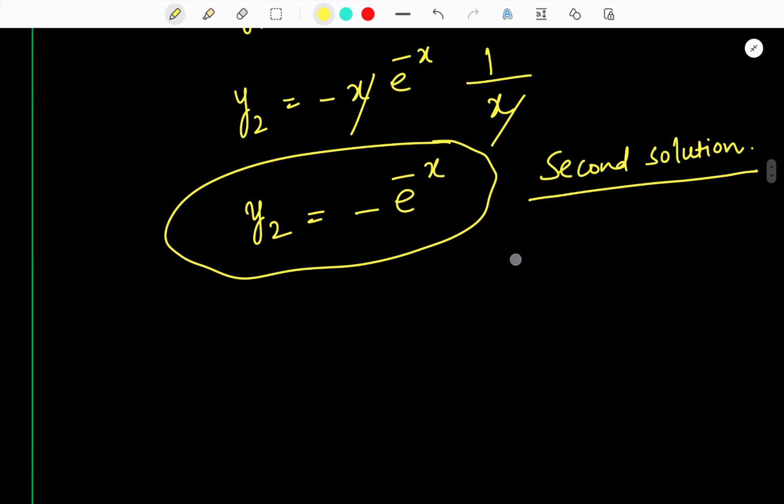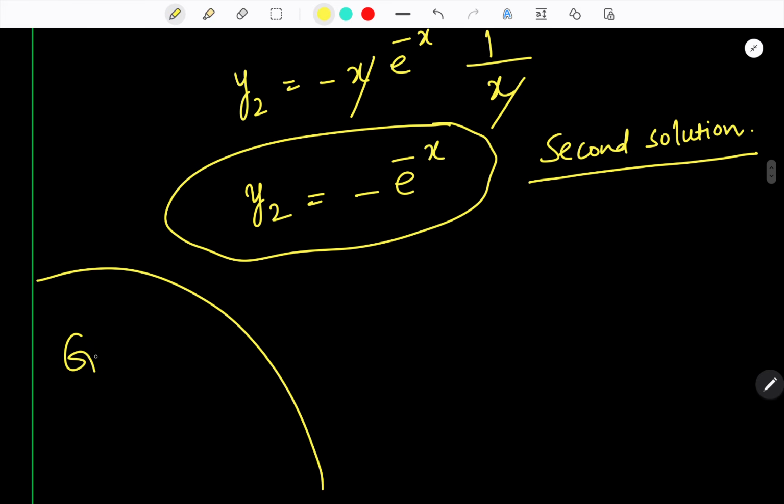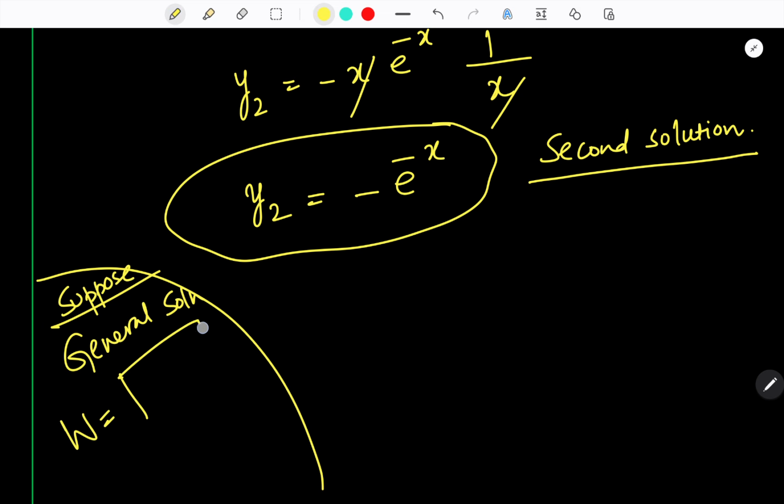Once again, I'll give a hint. Suppose you are finding the general solution. Suppose the question is find the second solution and general solution. Then you need to find the Wronskian, to see whether they are linearly independent or not.